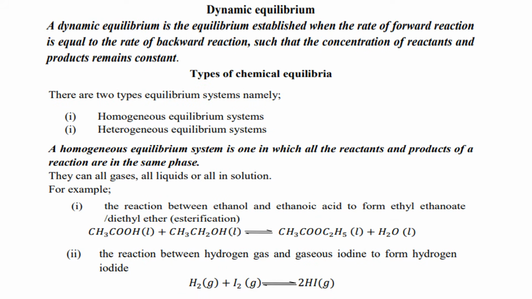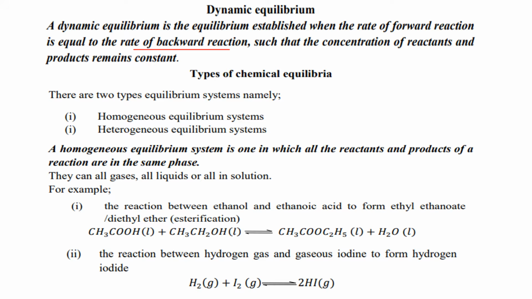Here we are going to be starting with dynamic equilibrium. So how can dynamic equilibrium be defined? Dynamic equilibrium is the equilibrium that is established when the rate of forward reaction is equal to the rate of backward reaction, such that the concentration of our reactants and products remains constant. So what you should put in your mind about dynamic equilibrium is that the equilibrium is established only when the rate of forward reaction is equal to the rate of backward reaction, such that our concentration of reactants and products is constant.